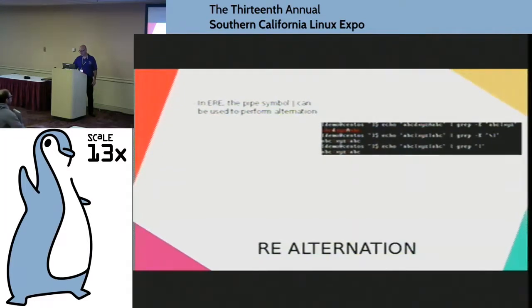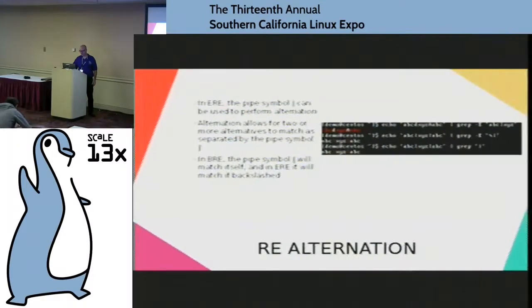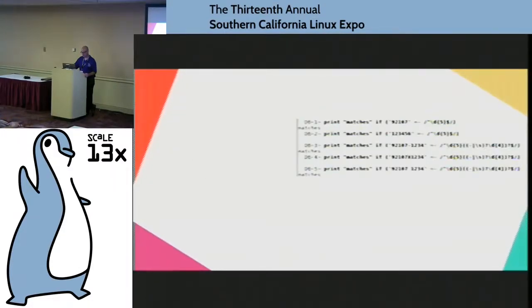In doing an extended regular expression, we could put a backslash in front of it so that we can literally find the pipe. Otherwise, in your basic regular expressions, if you don't have a backslash in front of it, it will be just treated as that literal pipe character. It's kind of nice for that logical OR business.